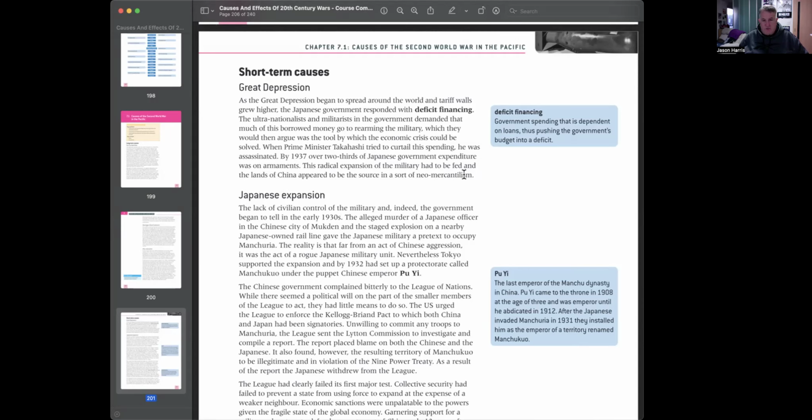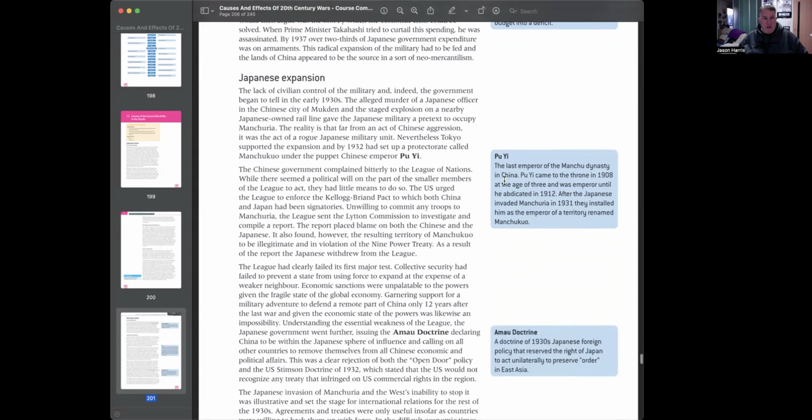We've talked about this before. Don't worry too much about deficit financing. I don't think you need to know too much about that for our exam, but they are spending with loans, meaning that the government now owes people money and has a deficit, a negative balance in their bank book, if you want to call it that.